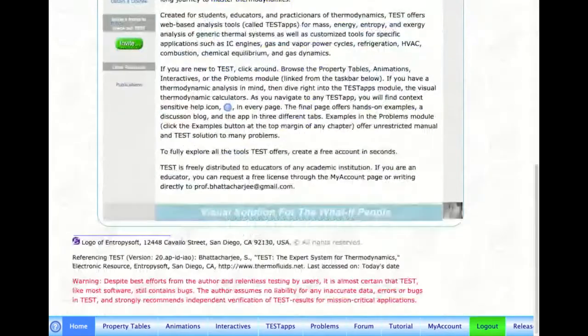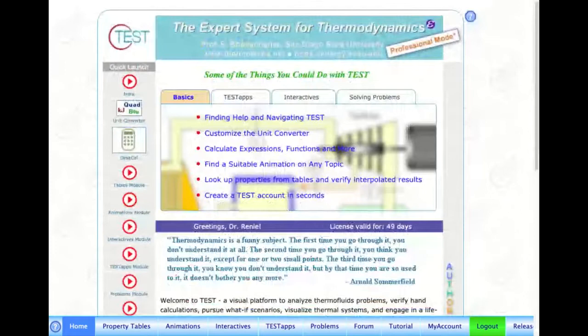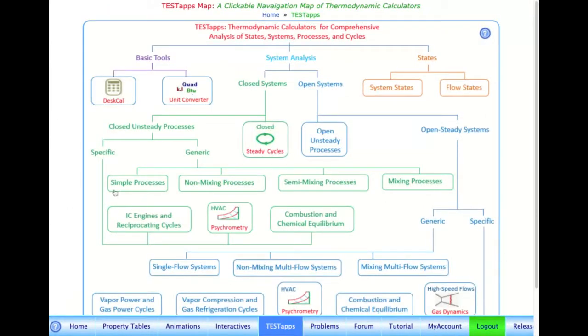The test has a lot of information in it. I recommend that you just go through and take a look at everything that's there. Today, what we are going to look at is we want to solve that one steady flow problem using steam. And so in order to determine which of the applications, we go into this bottom tab that's called Test Apps. Click on that. And now you have the map of all of the applications that are useful in thermodynamic calculations.